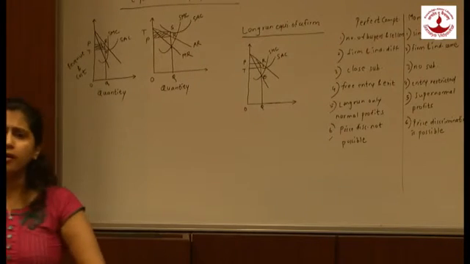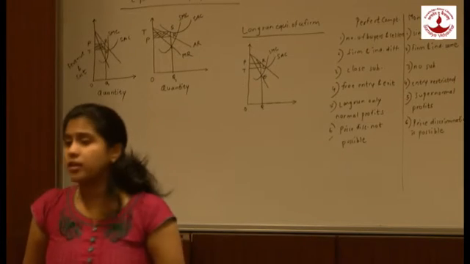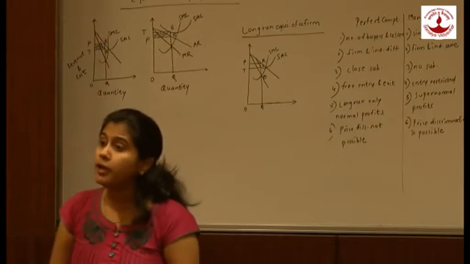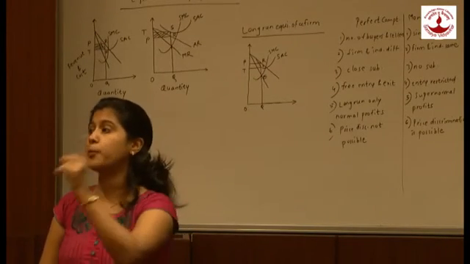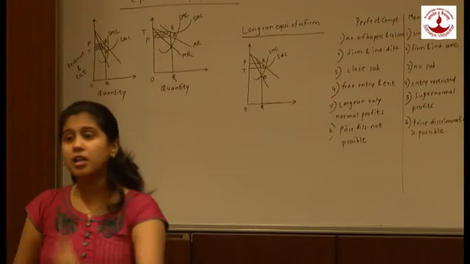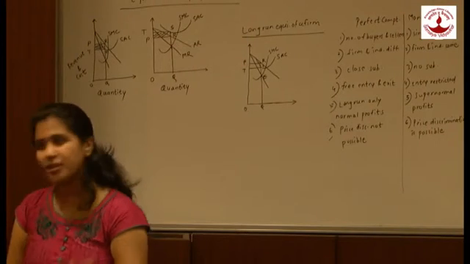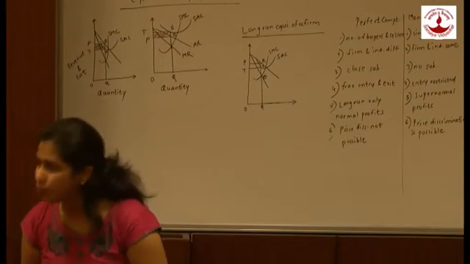Now you all will be wondering why there should be loss under monopoly when the monopolist is the sole seller in the market and has complete control over the market. The reason is, initially when the production starts, there might be some time required for covering the cost. So in the short run, even a monopolist may face the situation of loss.